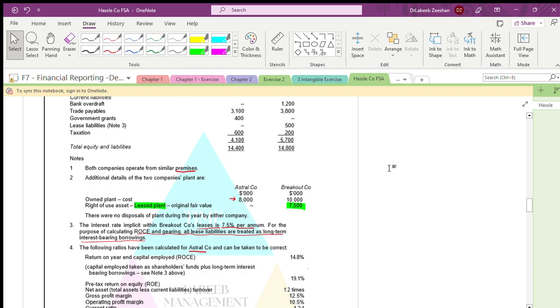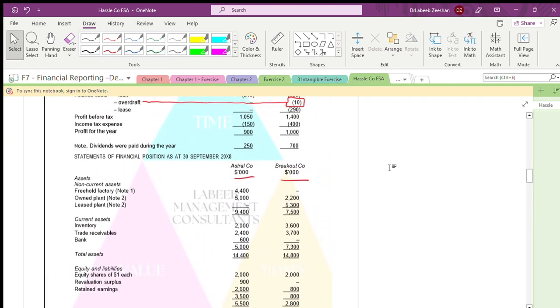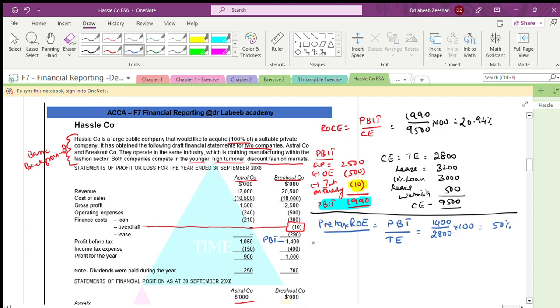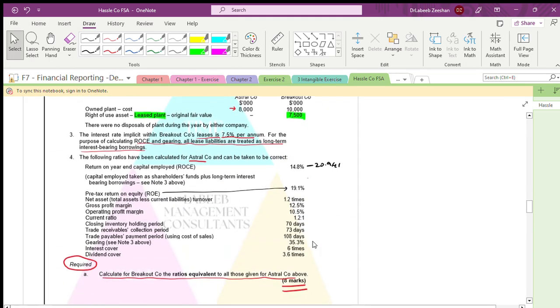Next, we have to take into consideration the pre-tax return on equity. What is the formula? Profit before tax divided by total equity. Profit before tax is 1400, divided by total equity, which we have done, 2800. It comes to 50%. Put one dash here.